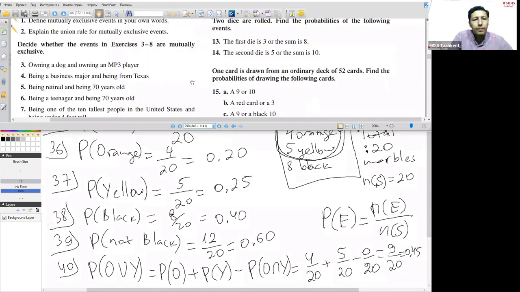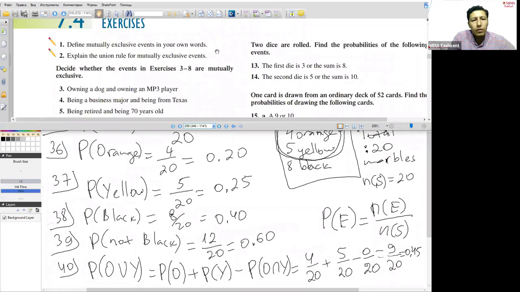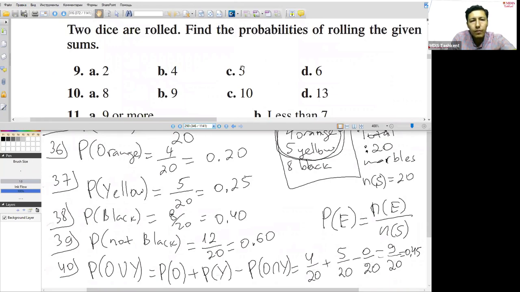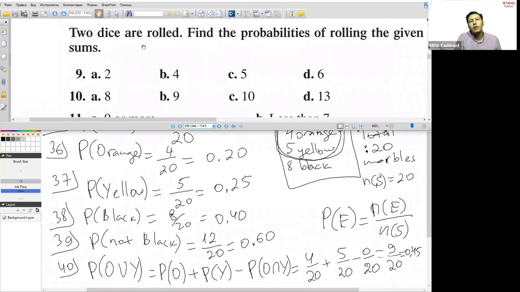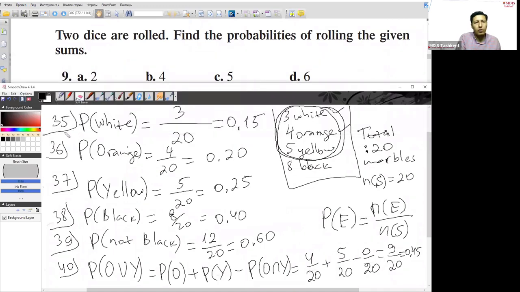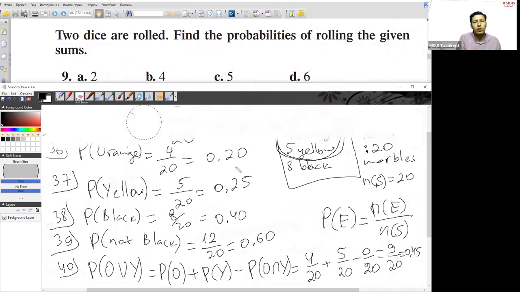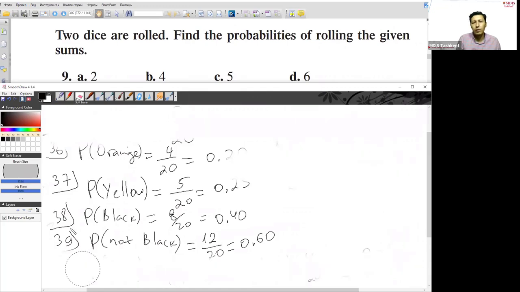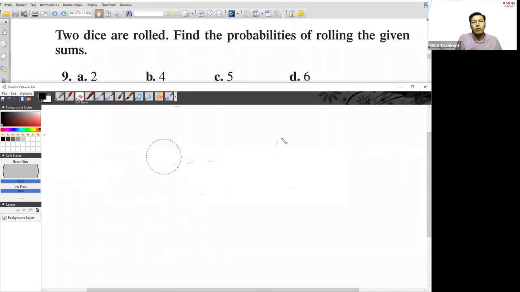Okay. Let's talk about 2 dice now. So 2 dice are rolled. Okay, so we are rolling 2 dice now. So let's clean this. So 2 dice are rolled. So 6 power 2 is 36. Okay.